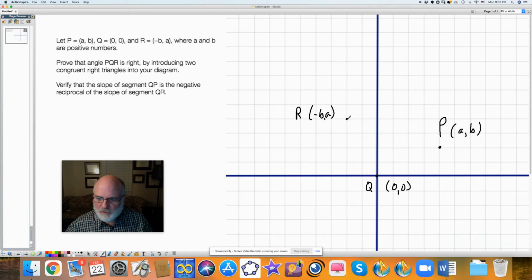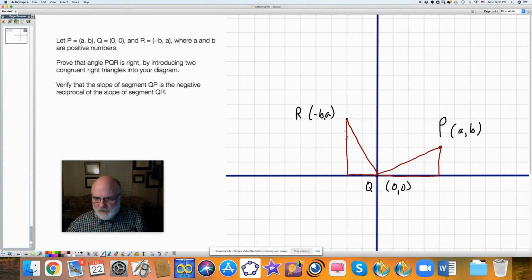The objective here is to prove that this angle that I'm drawing is a 90-degree angle. And it says to prove this by introducing two right triangles that are congruent. So I'm going to make one right triangle here and one right triangle here. Now, what does this have to do with this being 90?